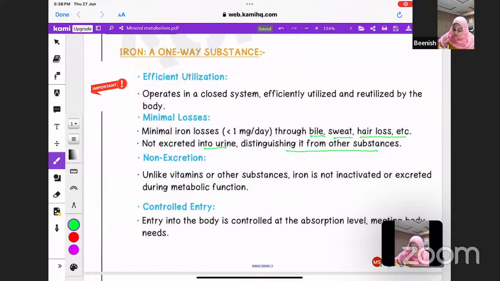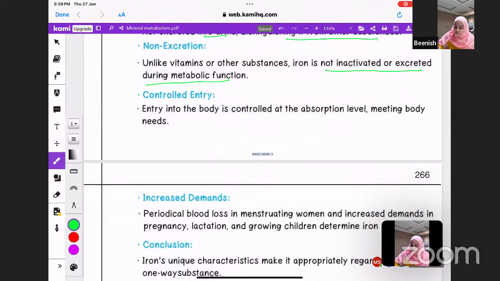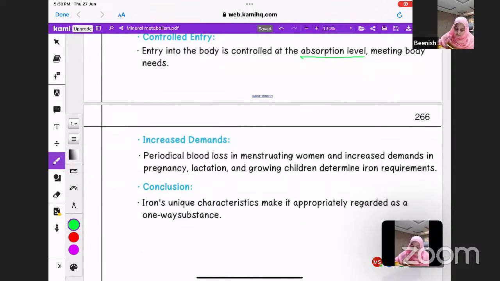Non-excretion: unlike vitamins or other substances, iron is not inactivated or excreted during metabolic function. Then controlled entry. Its entry into the body is controlled at the absorption level, meeting the body's demand. Then increased demand: periodical blood loss in menstruating women, and increased demands in pregnancy, lactation, and growing children determine iron requirements. So, as a result of these factors, iron's unique characteristics make it appropriately regarded as a one-way substance.